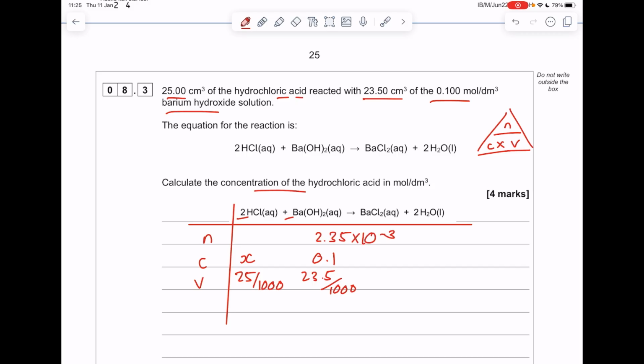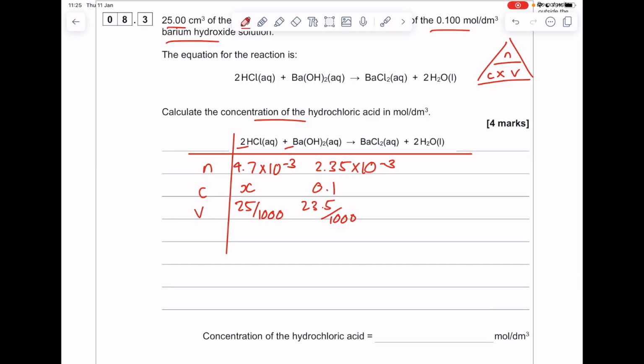Check the mole connection, it's 2 to 1, so we need to multiply that number by 2 to find the number of moles of hydrochloric acid. And then finally, to find the concentration, we do number of moles divided by volume. So that means our concentration is 0.188.